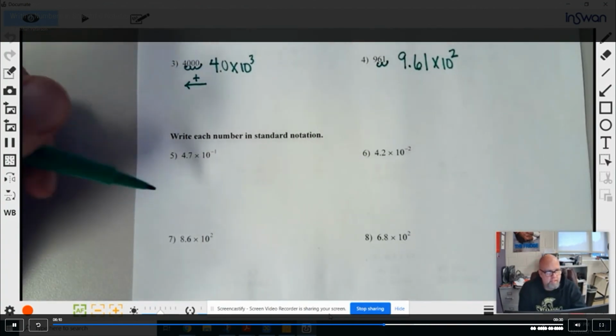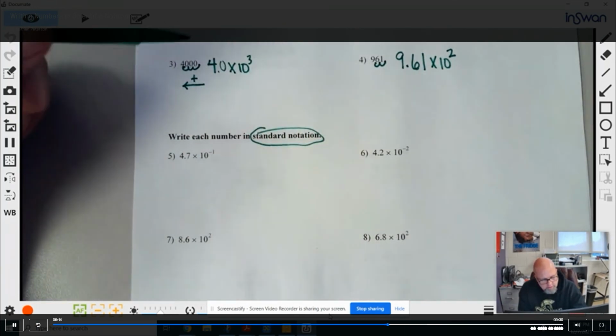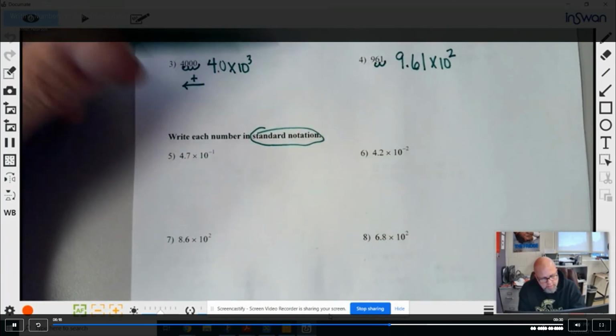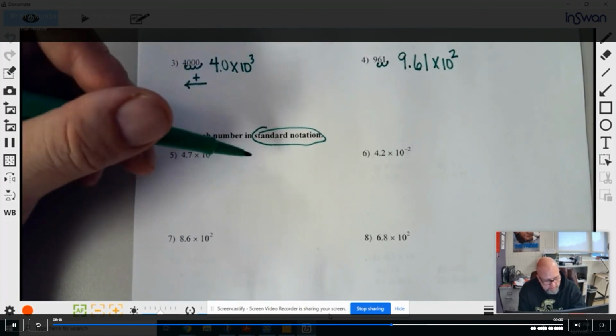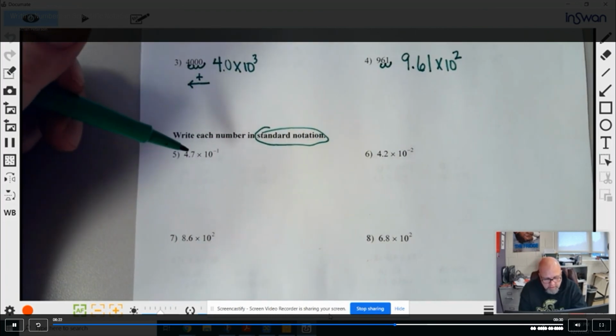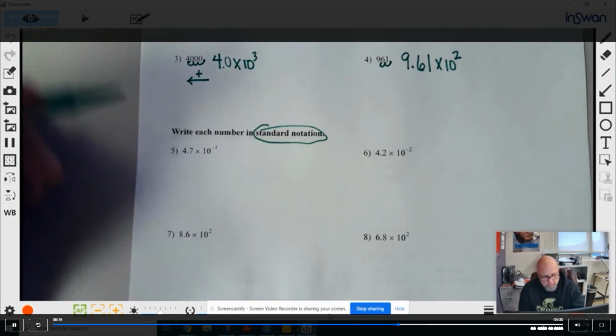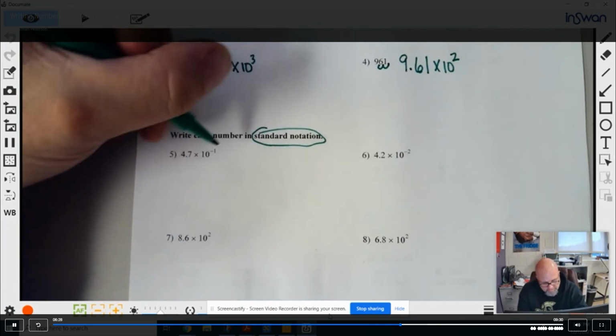Okay, number 5 now, we see this term coming up, standard notation. Well, standard notation is the opposite of what we've been doing. Standard notation is taking numbers that were in scientific notation and then writing out just the large number. Either it's a very big number or a very small number. So we're just kind of undoing what we did.